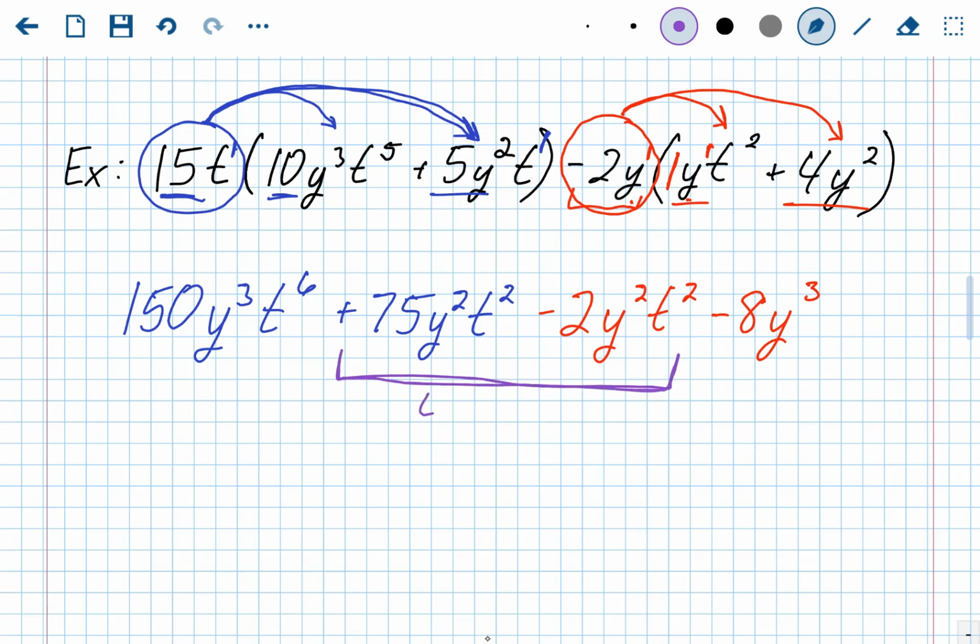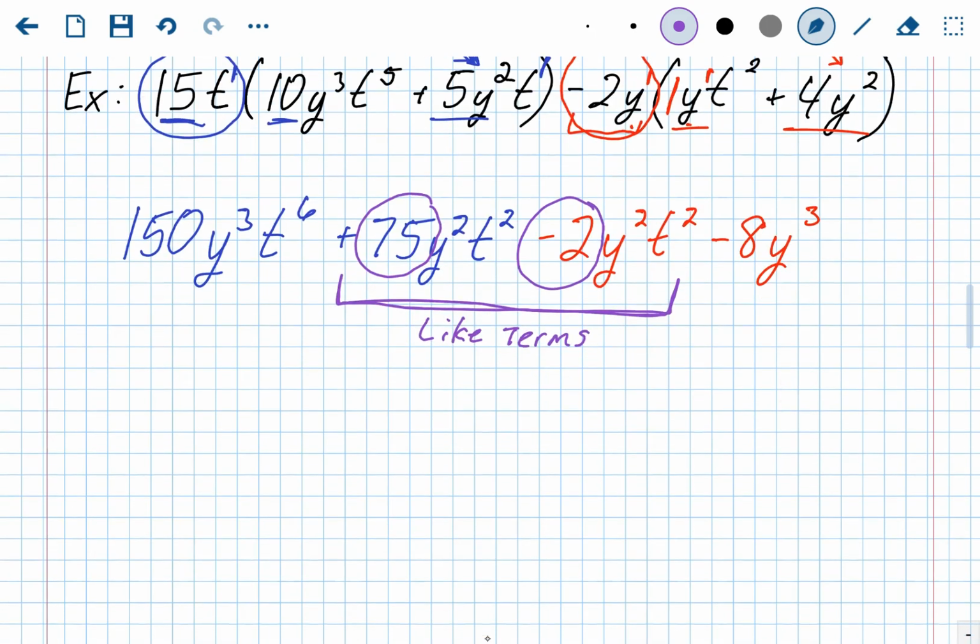When you have like terms, you want to combine like terms. You want to write everything we can in simplest form. So when we're combining like terms, all we're doing is combining their coefficients, the numbers out front. Adding and subtracting like terms do not change the variables. So whatever we get when we combine these is still going to be y squared, t squared. So when we combine their coefficients, 75 minus 2 is 73. And again, the variables do not change. It's still going to be y to the second, t to the second.